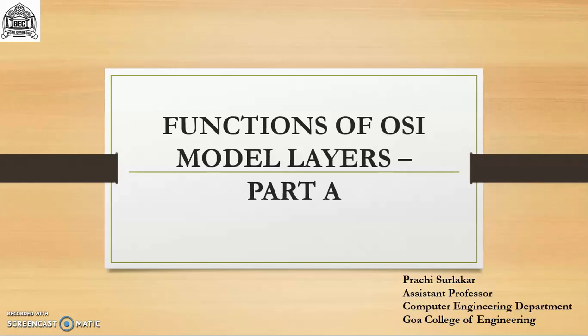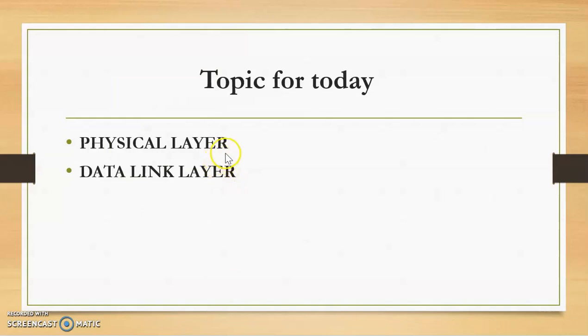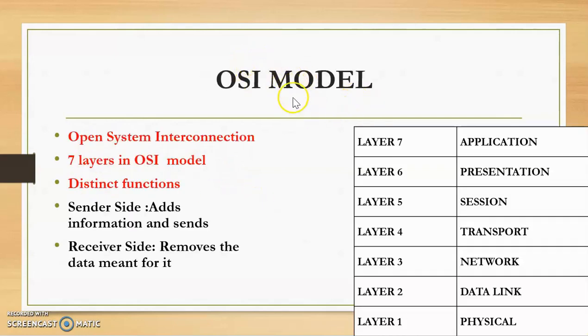Hi everyone, so let us continue with the OSI model. In the last video, we discussed why the OSI model is required and how all the layers work together. So today we will study the functions of two layers of the OSI model in detail, that is the physical layer and the data link layer. So first, let us revise some of the basic concepts of the OSI model, which we have already discussed in the previous video.